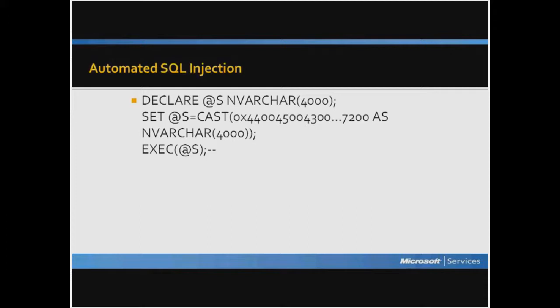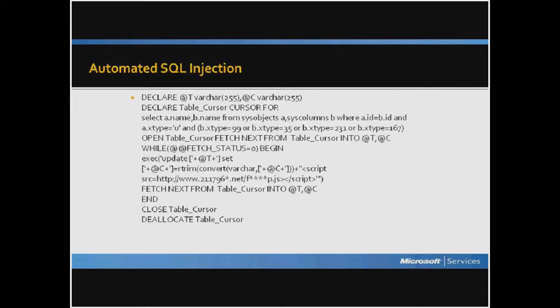So what this is doing is it's taking that hex string, which you can tell is in Unicode because every other character is 00, so 45, 43, 4... is an 8-bit character set expressed in Unicode. So it takes that hex number and turns it into text. And then the last thing it does is executes the contents of the variable S as though it was a T-SQL script.